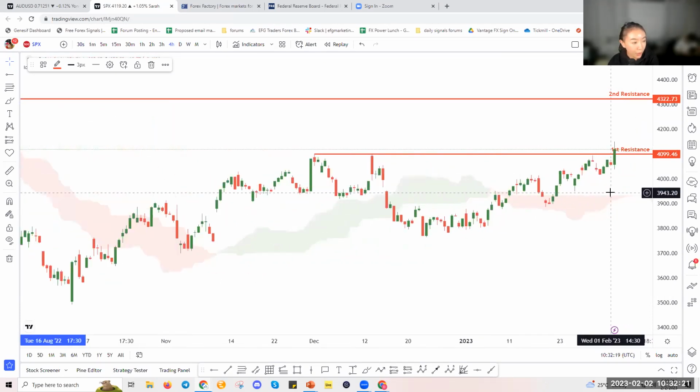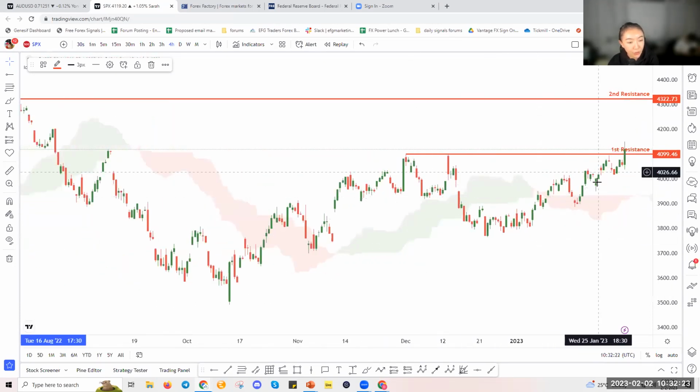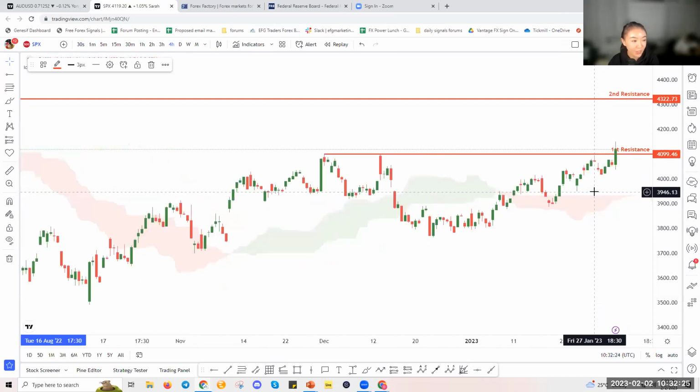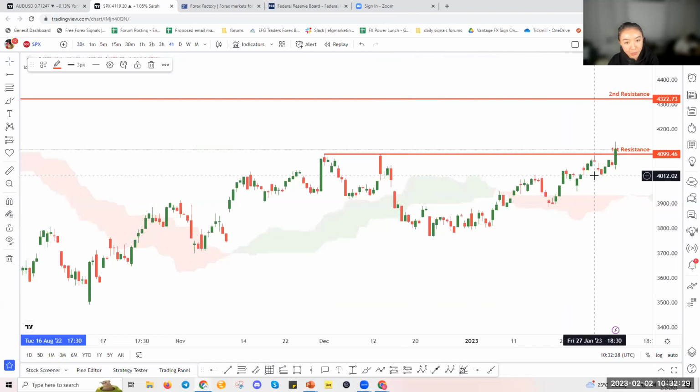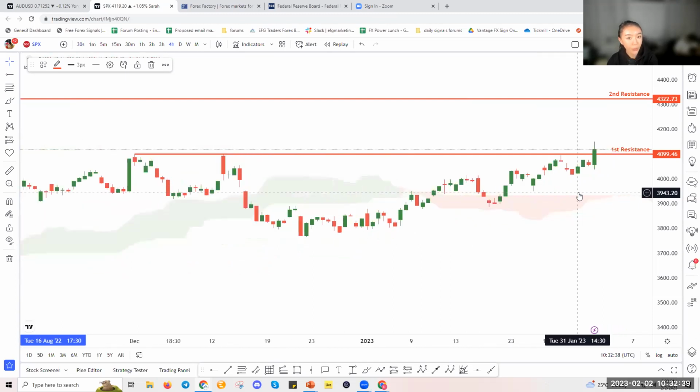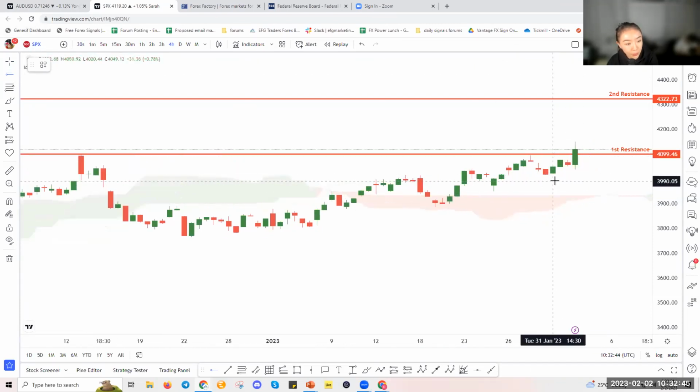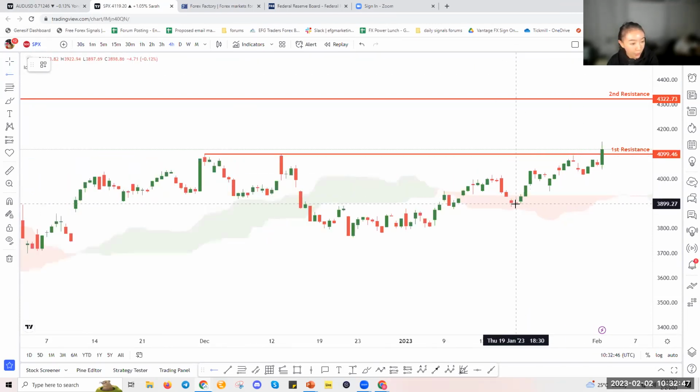Okay, so we already found our resistance lines. Let's find the support line. For this kind of graph, actually the support line is a little bit hard to find because it seems to have quite different support levels, like different people see different support levels or support zones. For me, I would say the first support level, which is the recent swing low, I will put somewhere here.